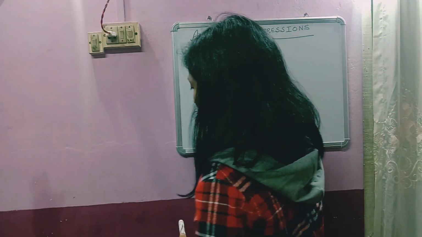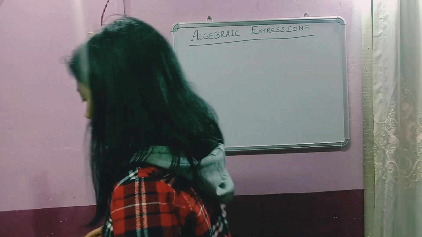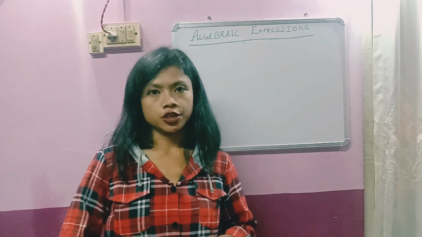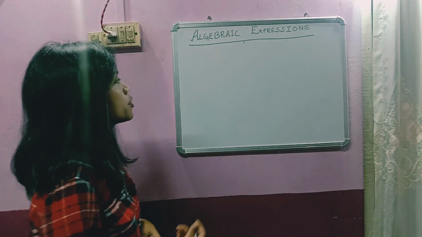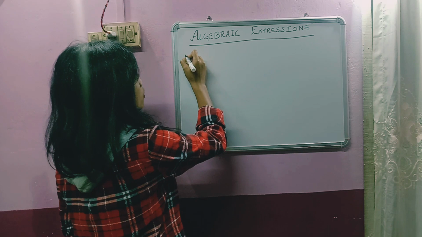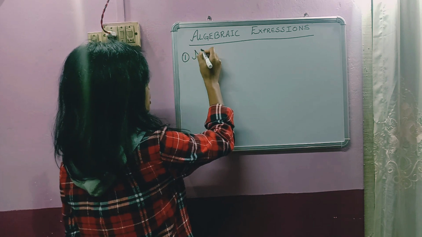Now next we have the types of algebraic expression. Now what are the types of algebraic expression? The types of algebraic expression are, number 1, monomial.